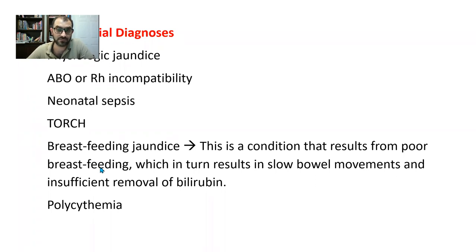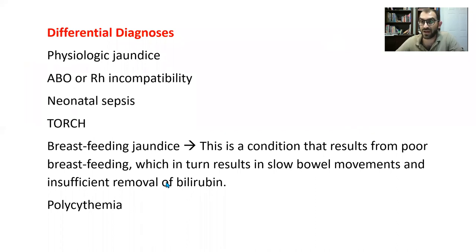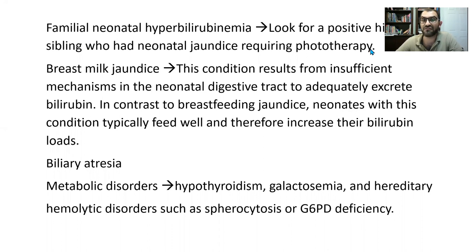Right? Okay, so breastfeeding jaundice results from poor breastfeeding, which in turn results in slow bowel movements and insufficient removal of the bilirubin. Polycythemia, guys, you have a lot of RBCs. Those RBCs will break down. The byproduct is indirect bilirubin. So polycythemia can cause it as well.